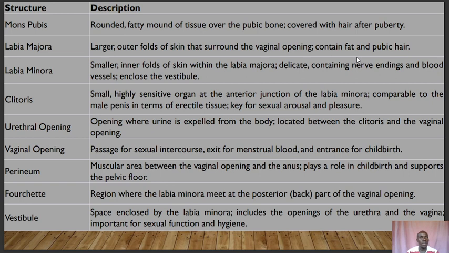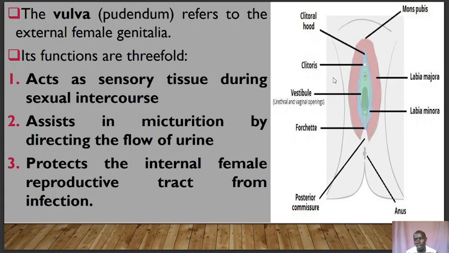So the labia, this is followed by labia majora, then labia minora. The major difference between the two is that labia majora is more on the superficial, outside part. It's larger and it just consists of skin folds that surround the vaginal opening that contain fat and the pubic hair. And this is the labia majora, guys. You can see the labia majora on this side and the labia majora on this side. They unite anteriorly here, forming the mons pubis at that end.